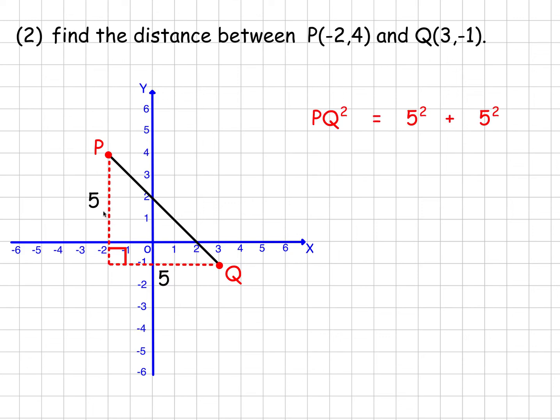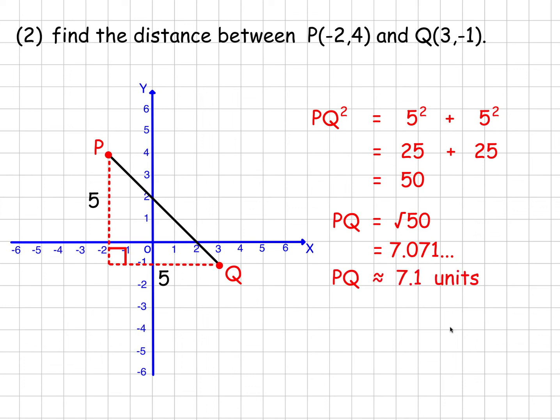PQ squared is equal to 5 squared plus 5 squared. 5 5s, 25. PQ squared is 50. Square root 50 for the answer. Rounding off is appropriate. So that's the distance between 2 points.